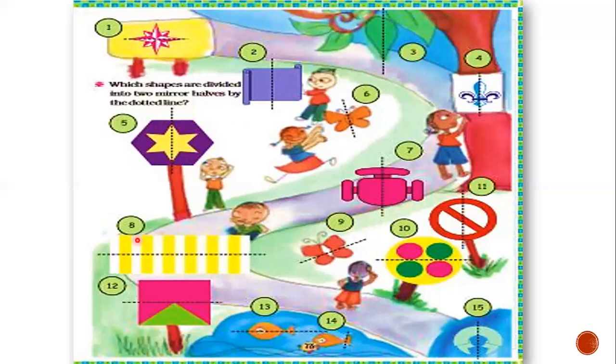Eighth one also, yes, horizontally the line is given. It also will look like the exact mirror half of the other side. Ninth one, no, because it is not dividing even the figure into symmetrical halves, right? The down portion is smaller and the upside portion is bigger, so it is not the mirror half.